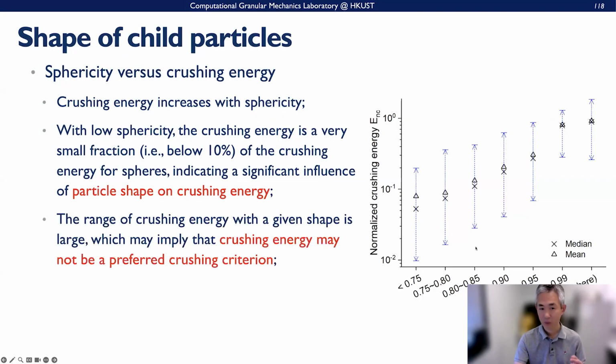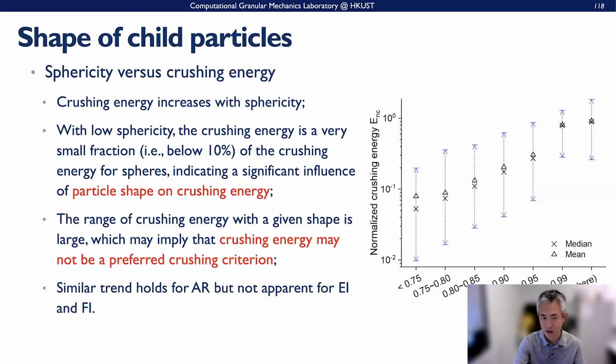So the particle shape has a significant influence on the crushing energy, and the range of the crushing energy for a given shape is wide here. Which means the crushing energy may not be a very good criterion for crushing. And we mentioned before there are 6 criteria. The breakage energy is one of them, but it's not actually a good indicator. And similar for aspect ratio and elongation.